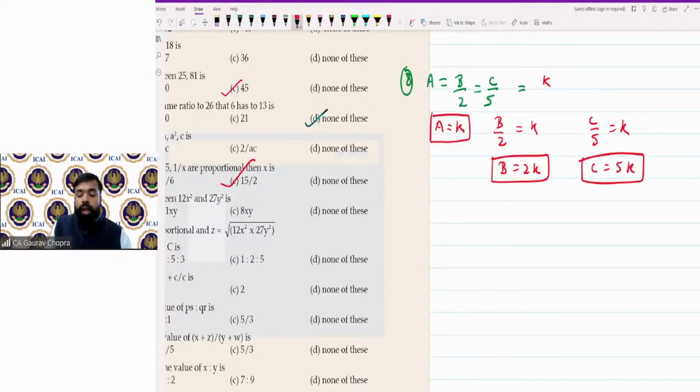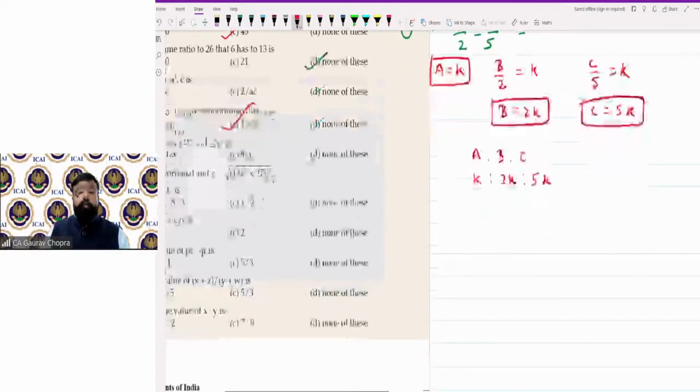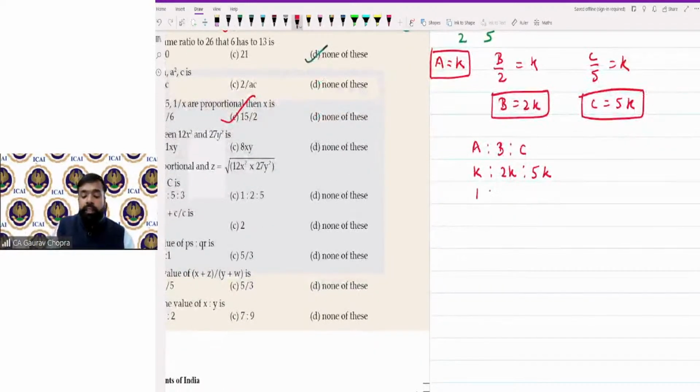Now, what is the requirement? Find the ratio of A, B, and C. The value of A is K, value of B is 2K, and value of C is 5K. K is common in all of them. So K is cancelled. So what is left? 1:2:5. Okay.